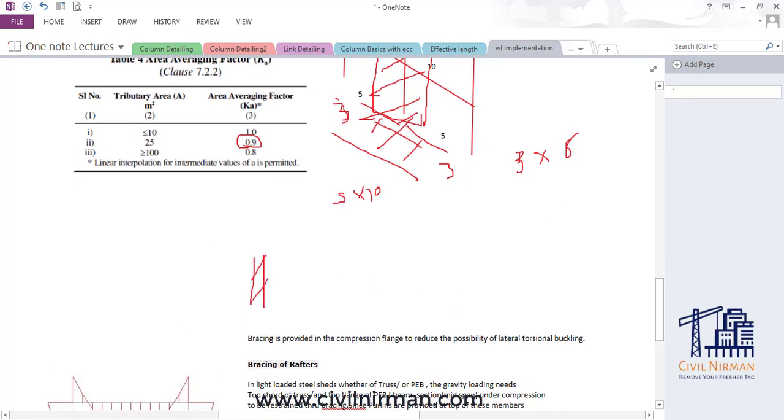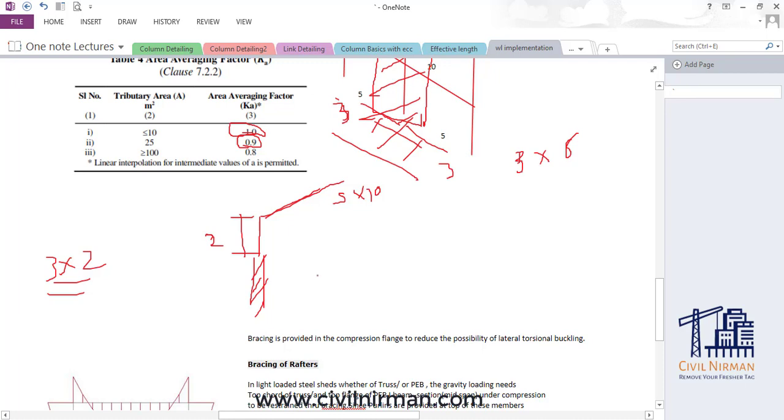Let's say you have a wall up to 3 meter height, then you have roof sheeting. This particular situation can occur, so in that case your wall area will be up to here only. Let's say this is 2 meter, and you have a bay width of 3 meter, so 3 into 2, 6 m², so it will fall under the first category, less than 10 m². So you will get area averaging factor as 1.